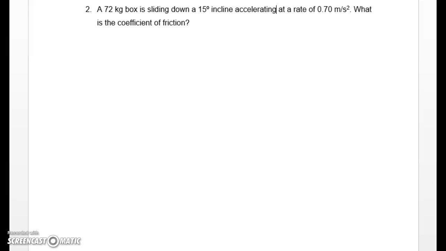Hey everyone, welcome back to the lesson on gravity on an inclined plane. And we're just going to jump straight into example number 2 just to finish off this lesson.